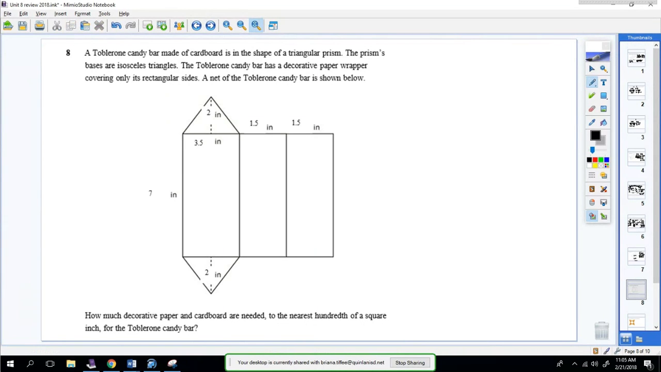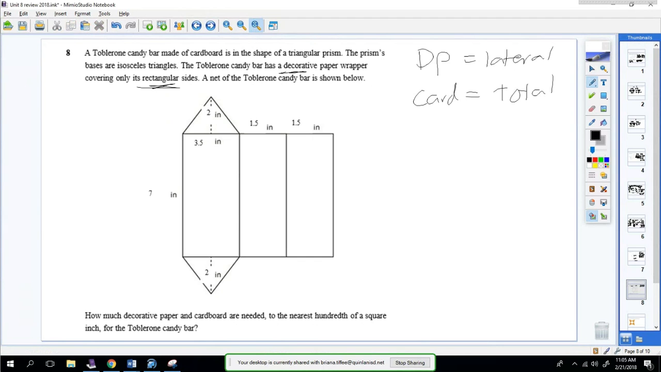Okay, so first off, the decorative paper only covers its rectangular sides. Since the decorative paper is only covering the rectangular sides, that's its lateral faces. So I'm going to say DP for decorative paper equals lateral, and card, for cardboard, equals total. My lateral faces are going to be the rectangles, so that's the only thing that's going to be covered in decorative paper.